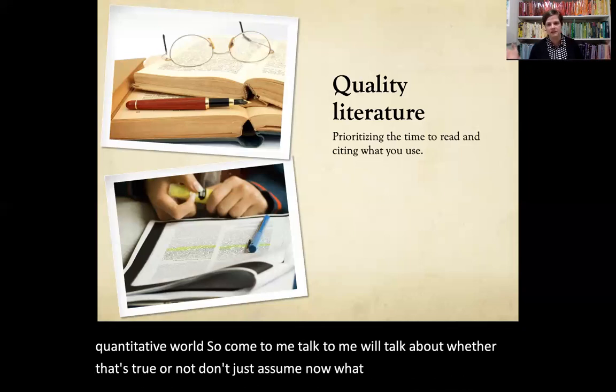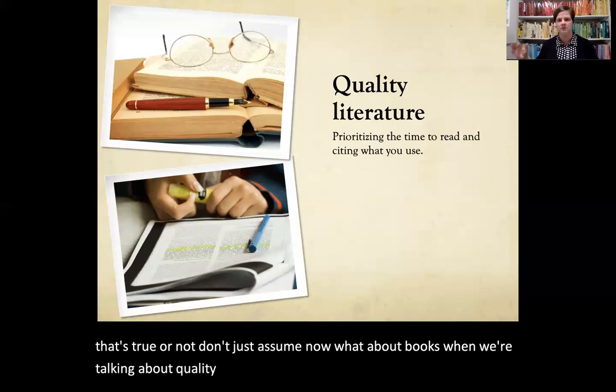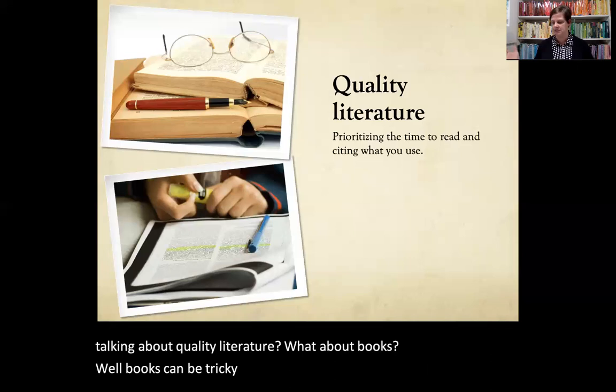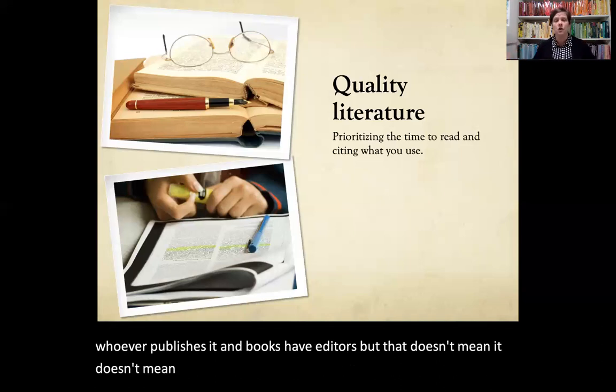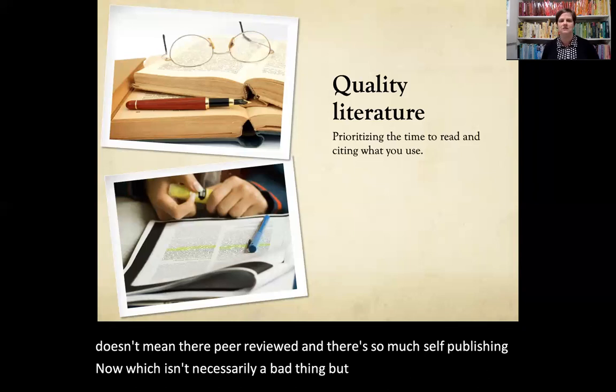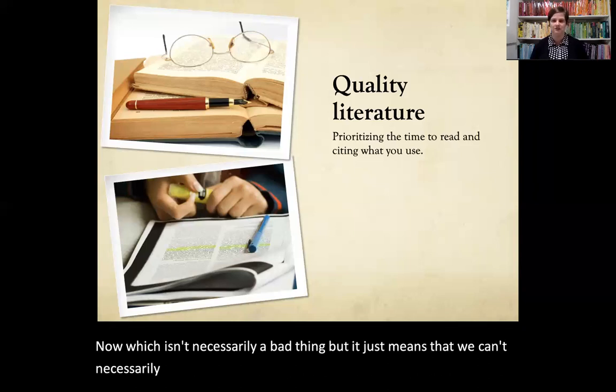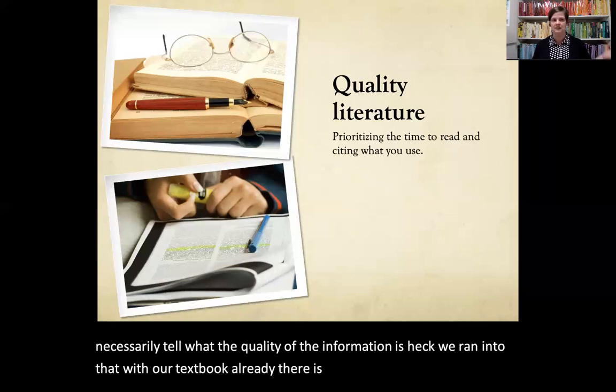Now, what about books? When we're talking about quality literature, what about books? Well, books can be tricky because each book is published by whoever publishes it. And books have editors, but that doesn't mean they're peer reviewed. And there's so much self-publishing now, which isn't necessarily a bad thing, but it means we can't necessarily tell what the quality of the information is. I mean, heck, we ran into that with our textbook already.